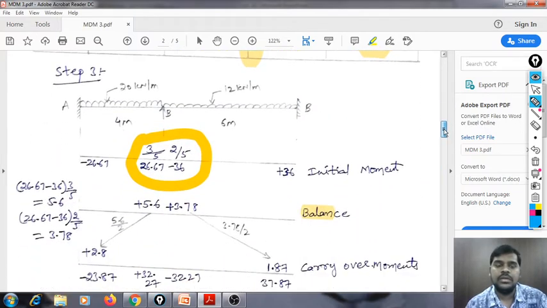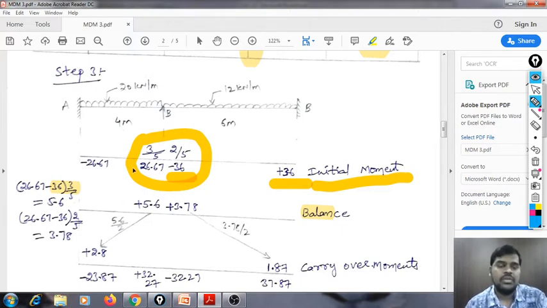Next, we have to write like this, and we have to write the initial moments. What are the initial moments? Those we already calculated at the start of this problem: 26.67 and 26.67, again minus 36 and plus 36. Initial moments are nothing but the fixed end moments we get. So how to find the balance moment?